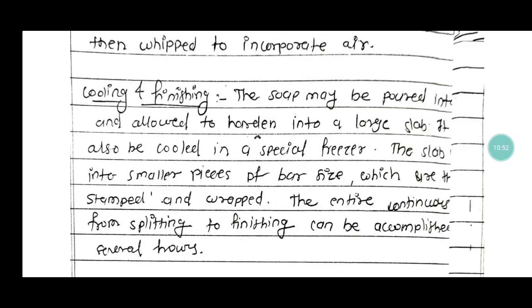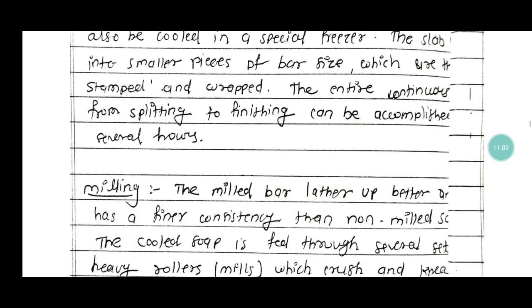Then cooling and finishing: the soap may be poured and allowed to harden into a large slab. It may also be cooled in a special freezer, and the slab is cut into smaller pieces of bar size, which are then stamped and wrapped. The entire continuous process from splitting to finishing can be accomplished in several hours.